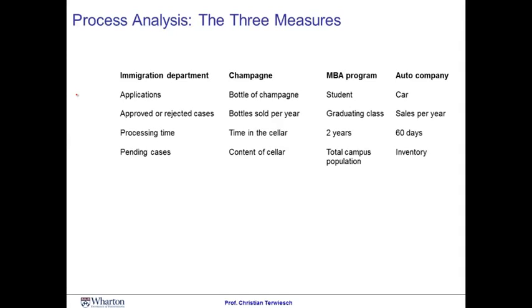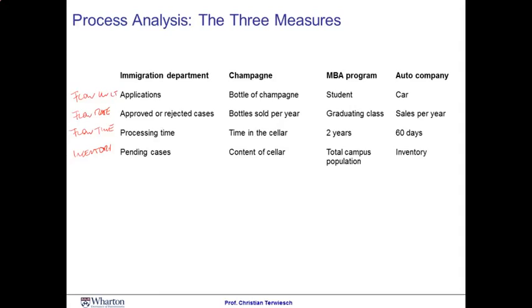Given how important these three definitions are, let's practice them with 4 examples. Consider first an immigration process. In this case, the flow unit would be a visa application. The flow rate would be the total number of visa applications that are either approved or rejected in a given period of time. The flow time would be the processing time, how long our visa applicant had to wait for his or her visa. And finally, the inventory would be the number of pending cases.